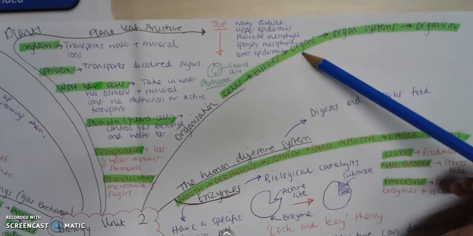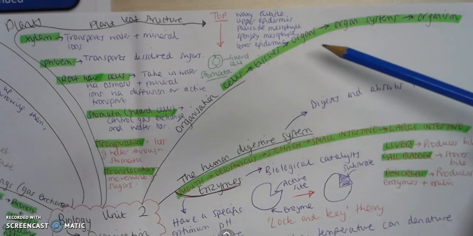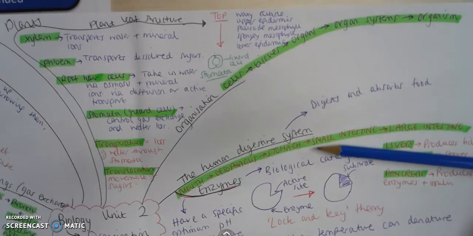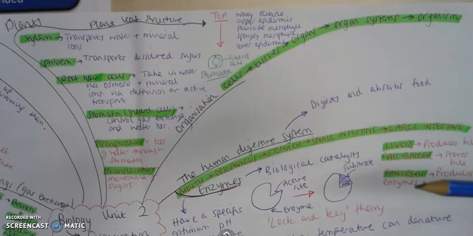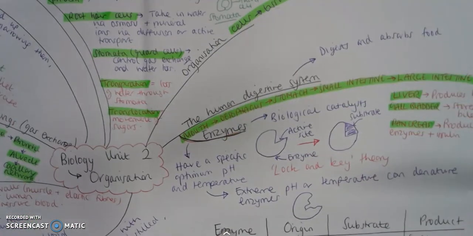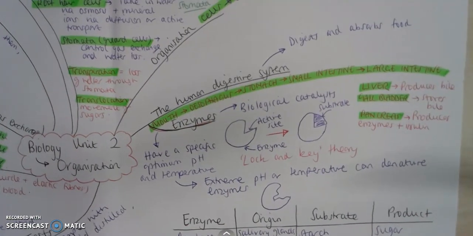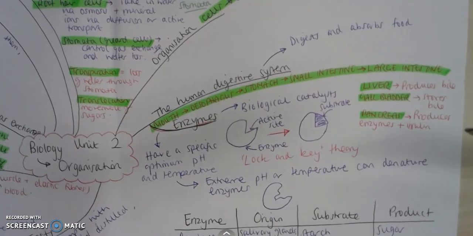So moving on then to look at our first example of a system that we need to know, an organ system, we're going to look at the human digestive system. The main function of the human digestive system is to digest and absorb food. That is the principle behind what its job is.